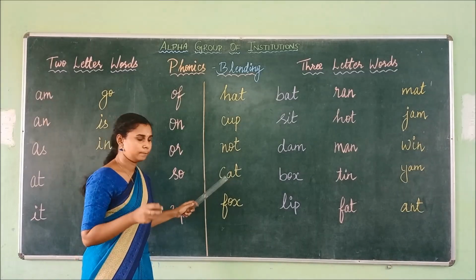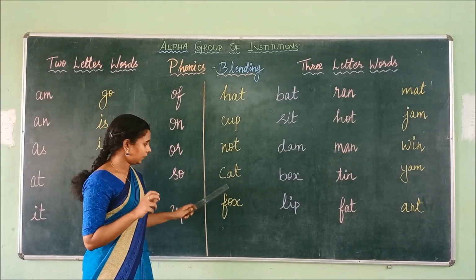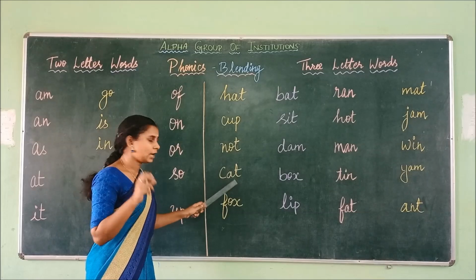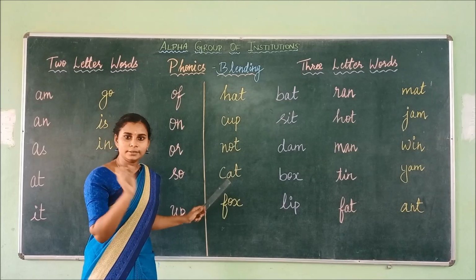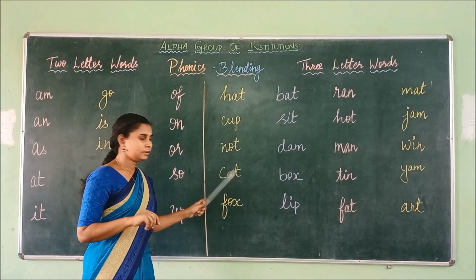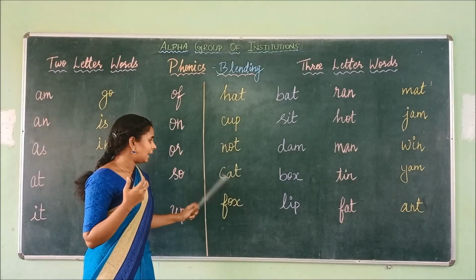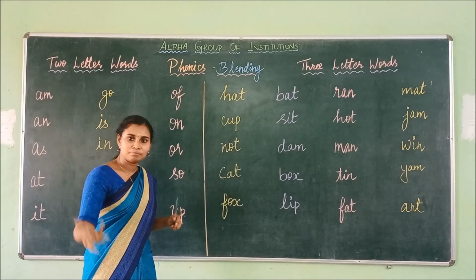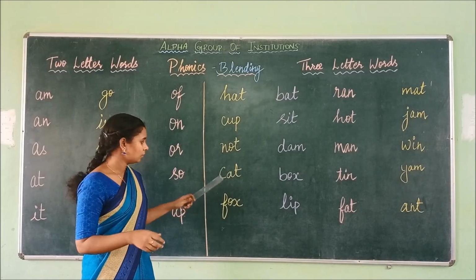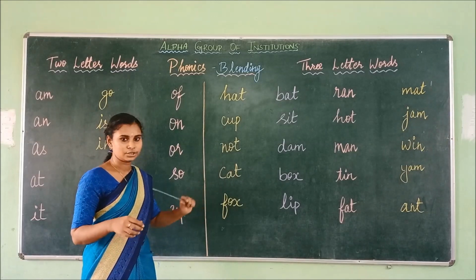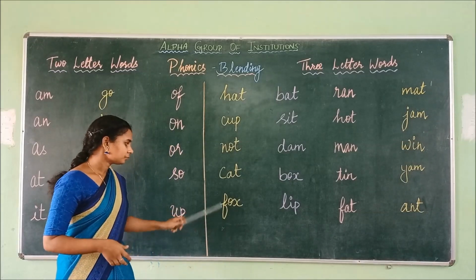C sounds K. And what does A sound? A. Okay. C sounds K and A sounds A. K, A. And how does T sound? T. Okay. K, A, T. When you blend these sounds, it becomes cat. When you combine all the sounds, it becomes cat. K, A, T. Cat. Very good.